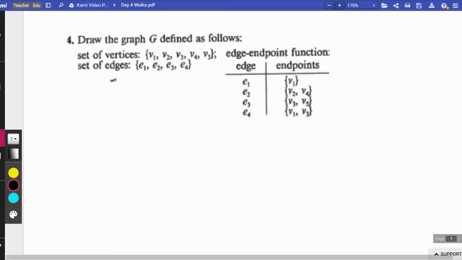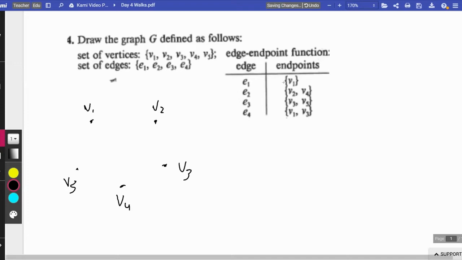Day 4 video, and it's really definition heavy about walks and paths and circuits and Euler circuits, just what it means. So let's just start off with a previous example. Here's an edge endpoint function, so we should be able to draw a graph. Looks like we have 5 vertices, so v1, v2, and v5. And then we'll see what happens.